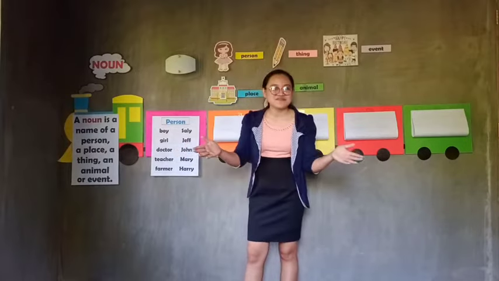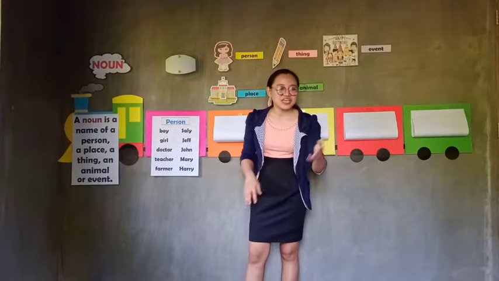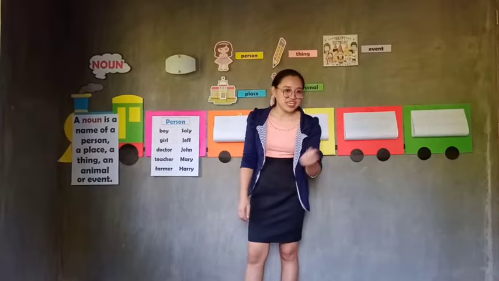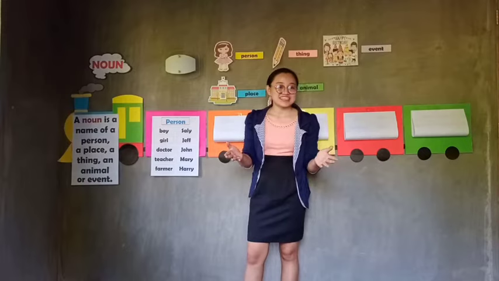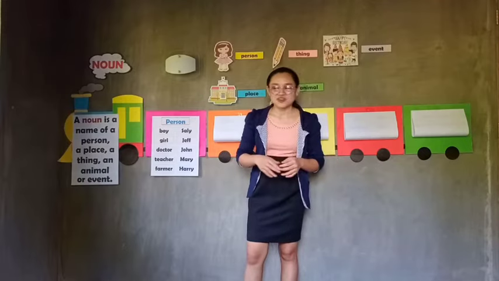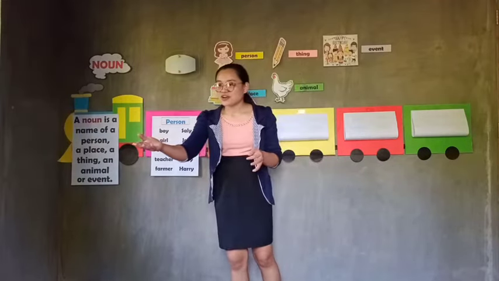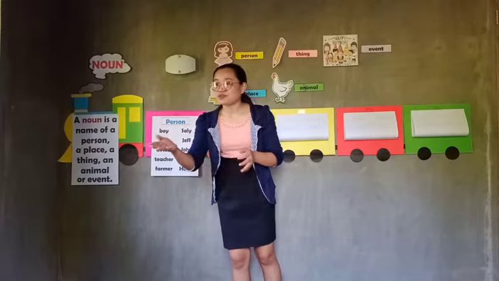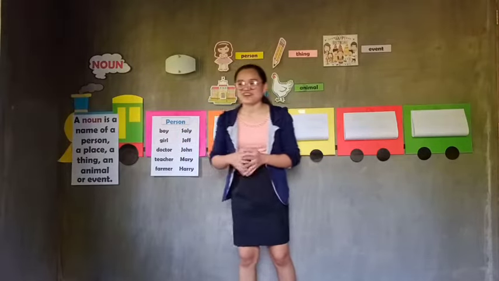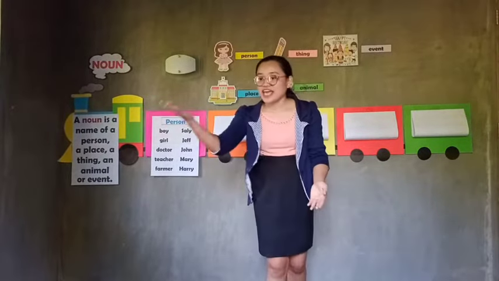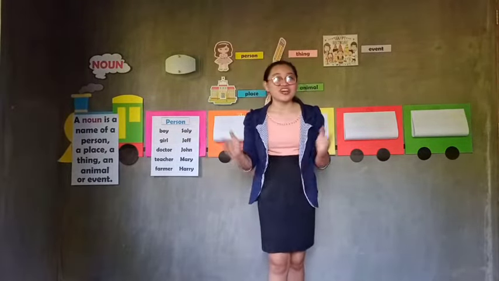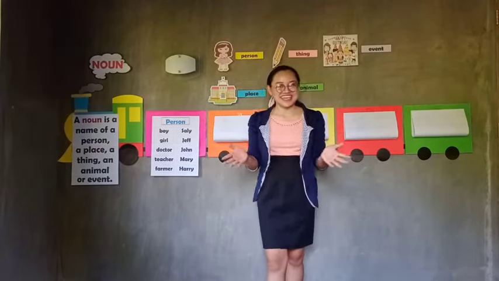Who can give me other examples? We have Mary Jane. Brian is the name of a person. Very good. A policeman. Very good, Michelle. Brian and policeman are nouns. Next.